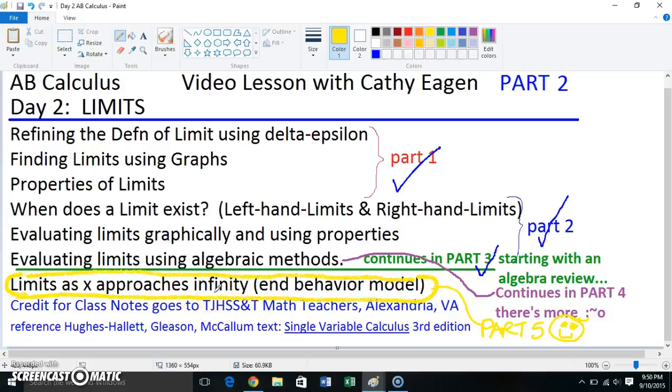Okay, this is the final lesson portion of day 2 on limits. We're going to look at limits as x approaches infinity.